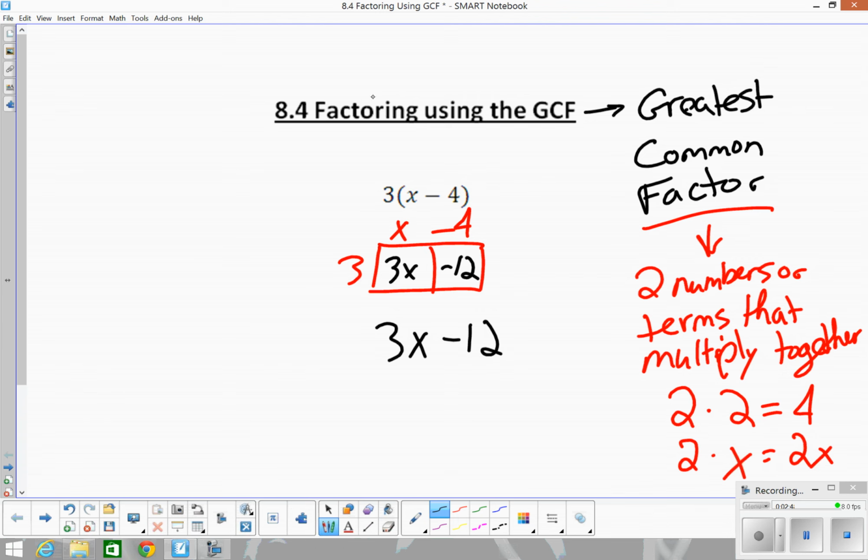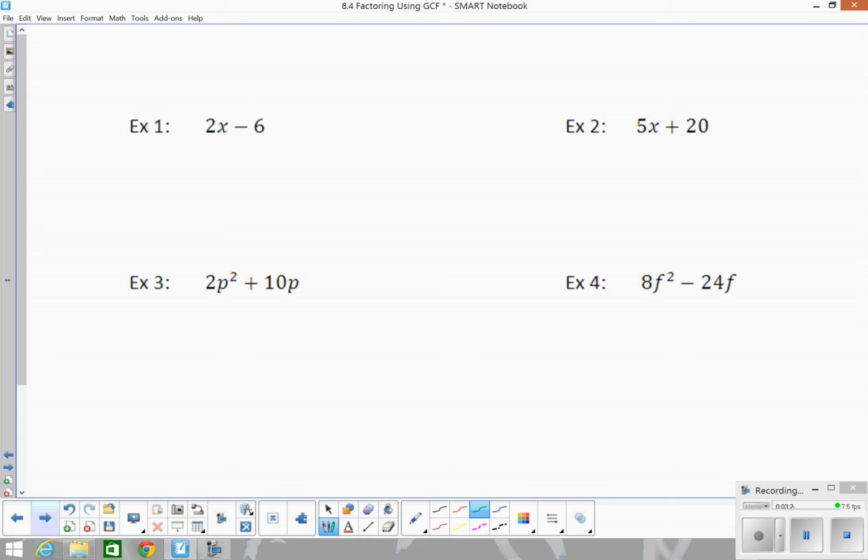Now, the idea of factoring, let me highlight that. Here we go, factoring, okay? The whole idea about factoring is to start with the expanded form, 3x minus 12, and go backwards to 3 times the quantity x minus 4. So it's kind of a reversal of what we were doing. So we have the expanded form. Now I want to go back to, this would be called factored form, okay? And then this would be called expanded form. All right, so let's try a couple examples.